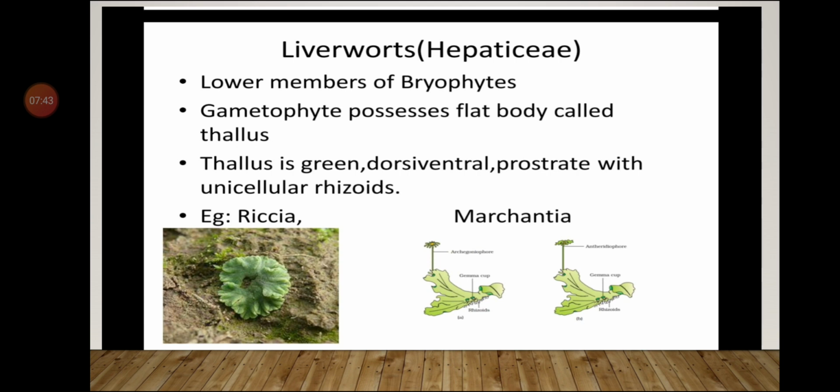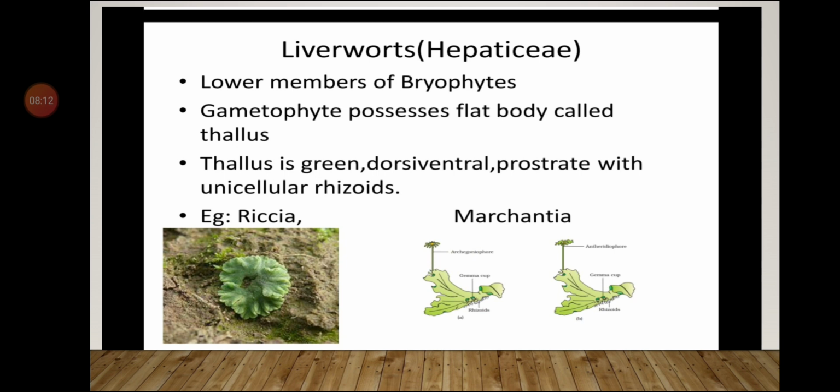Let us study one by one. First one, liverwort, known as Hepaticae. Liverworts are the lower members of bryophytes, the first members, which are not well developed. They don't have well developed organs.